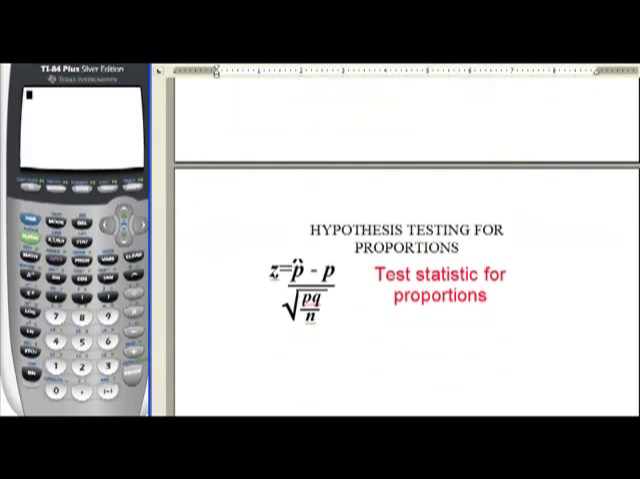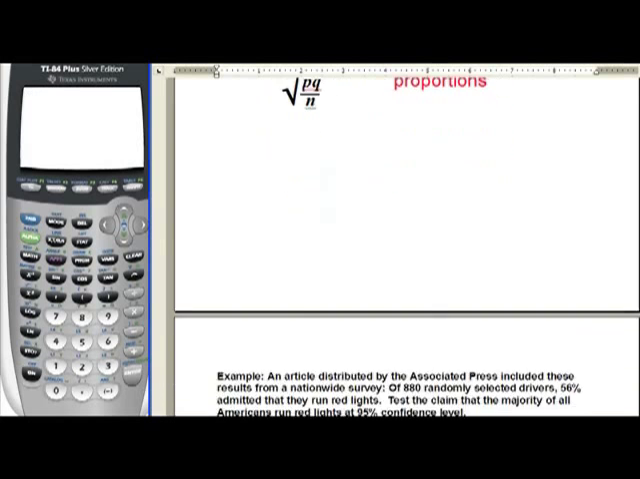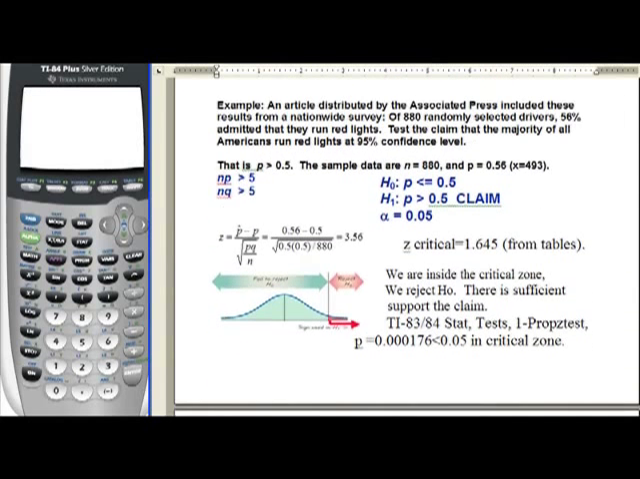So let me show you an example. If we are doing hypothesis testing for proportions, this is the test statistic formula that I need to use. For example, an article distributed by the Associated Press included these results from a nationwide survey: of 880 randomly selected drivers, 56% admitted that they run red lights. The question is, test the claim that the majority of all Americans run red lights at the 95% confidence level.